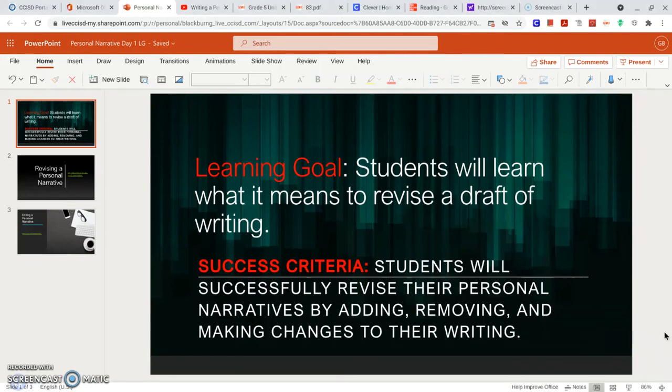Mrs. Blackburn here today with our personal narrative. We will be working on revising. Your learning goal: students will learn what it means to revise a draft of writing. Your success criteria: students will successfully revise their personal narratives by adding, removing, and making changes to their writing.